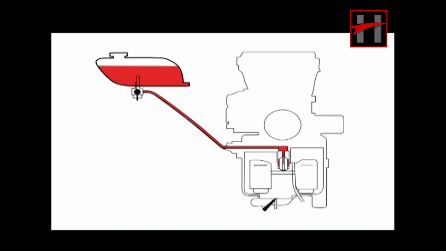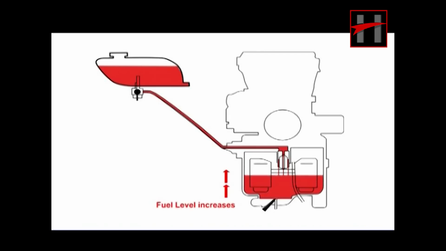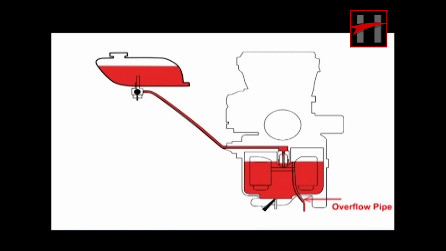As the fuel level in the fuel chamber increases, it lifts the float, which starts compressing the spring-loaded pin of the needle valve. After the spring is fully compressed, it closes the passage for fuel intake. Due to any reason, if fuel level rises, fuel will come out from the overflow pipe, drain screw, to remove dirty fuel from the chamber.